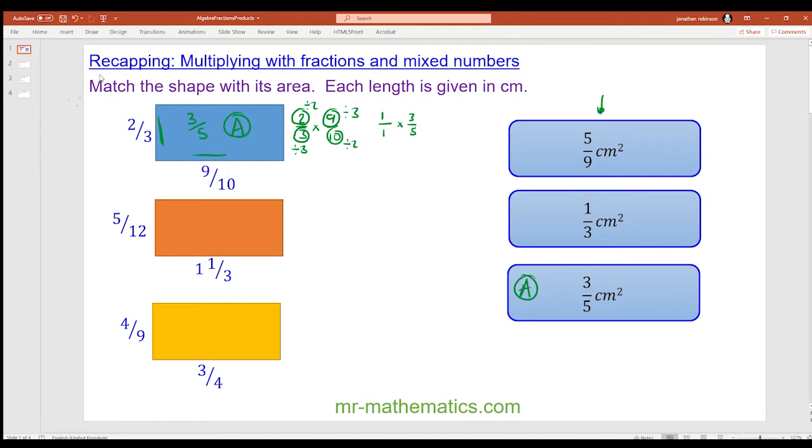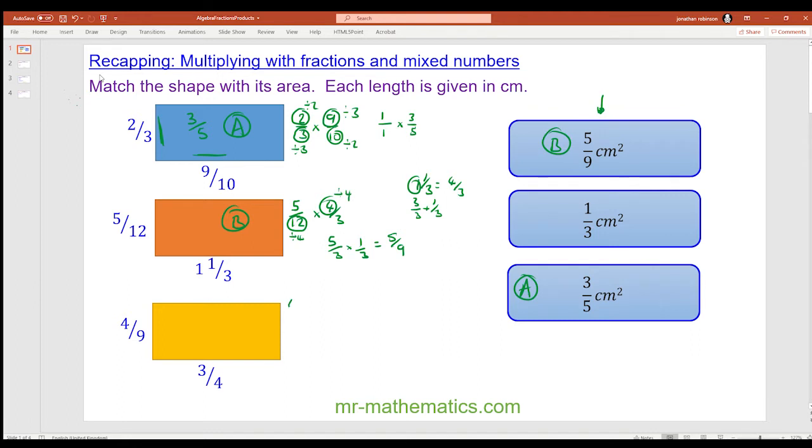Do you want to try the next 2 by pausing the video and resuming it when you're ready? Okay, so we have 5/12 multiplied by 1 1/3. But I'm going to write 1 1/3 as a top-heavy fraction, which means I've got 3/3 in 1 plus 1 more third. So in total, I've got 4/3. And I can cross simplify the 12 and the 4 by dividing both by 4. So that becomes 5/3 multiplied by 1/3, which is 5/9. So this one matches here.